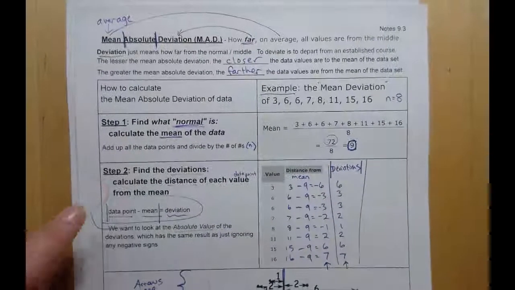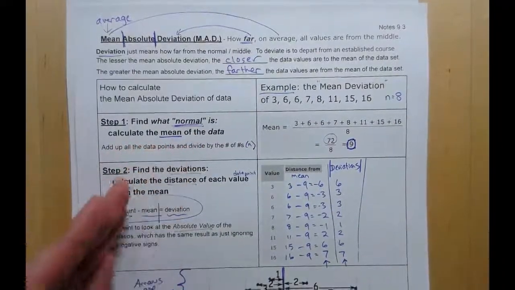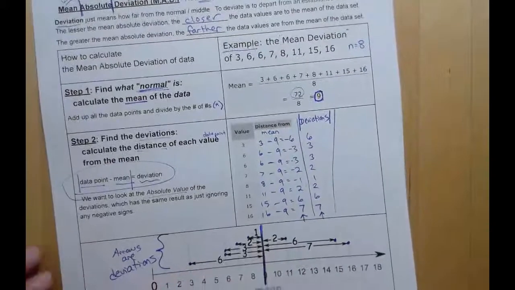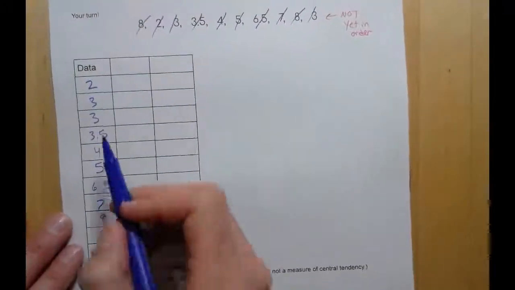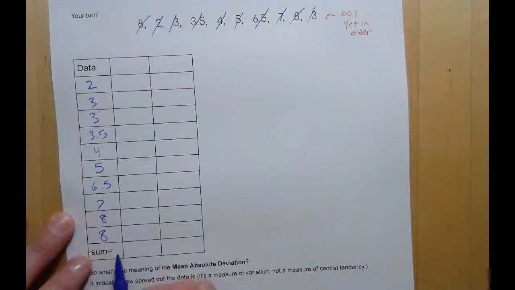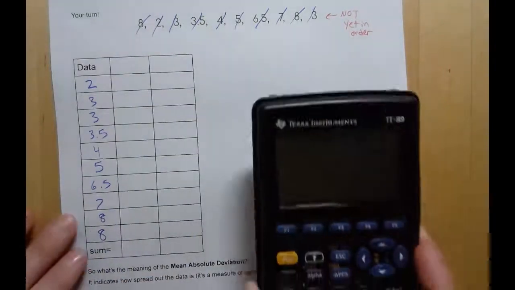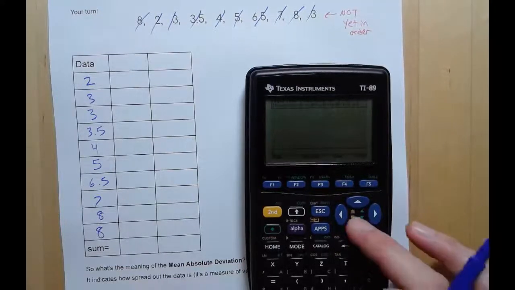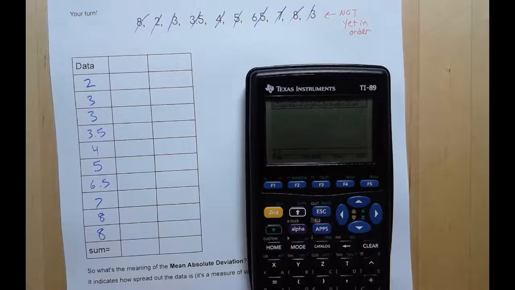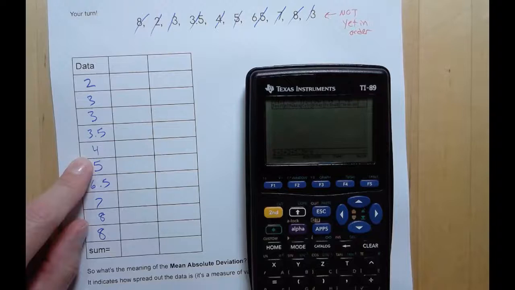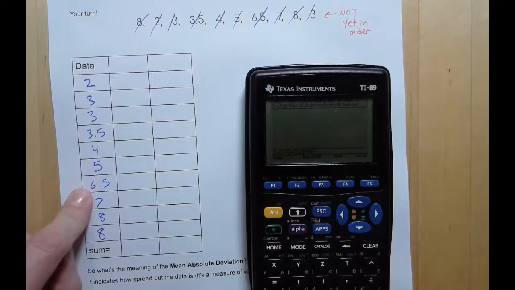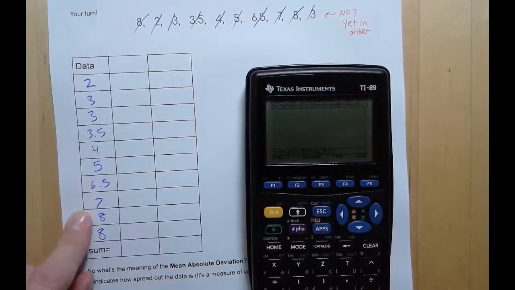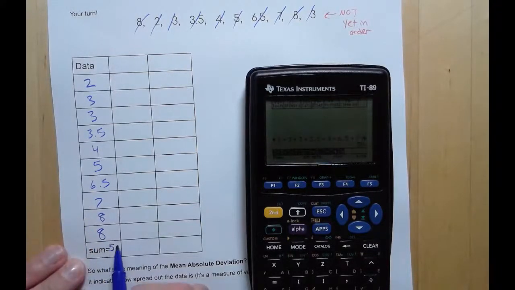All right, so step 1 is to find what the normal is, to calculate that mean, this big bar in the middle. So we're going to calculate the mean here. We're going to take all of our data, and actually this already says sum, so we're going to add this up. Get out your calculator and see if you can get the same answer that I do. 2 plus 3 plus 3 plus 3.5 plus, and now for 4 and 5 I'm just going to put 9 and then keep going. I like to do that every once in a while. For 8 and 8 I'm just going to do 16. So we add them all up and the sum is 50.